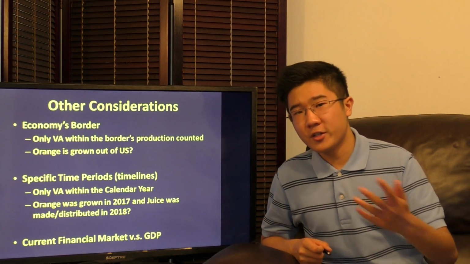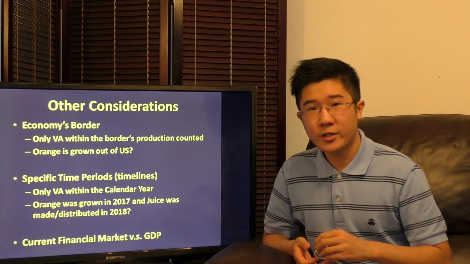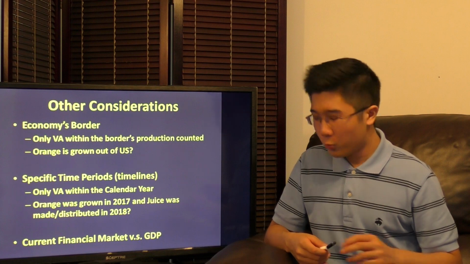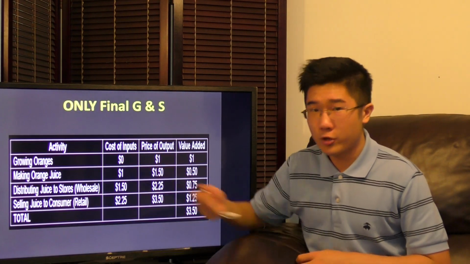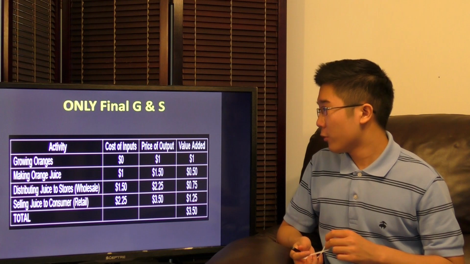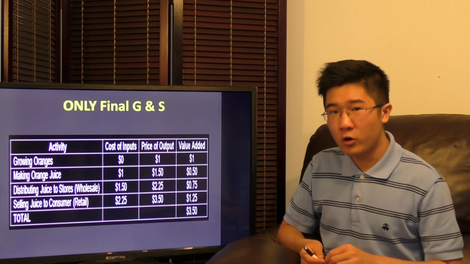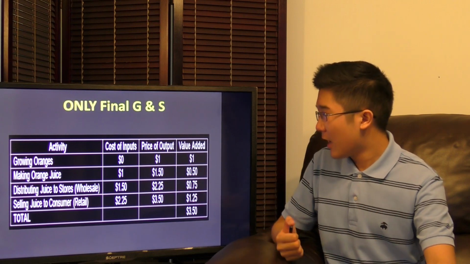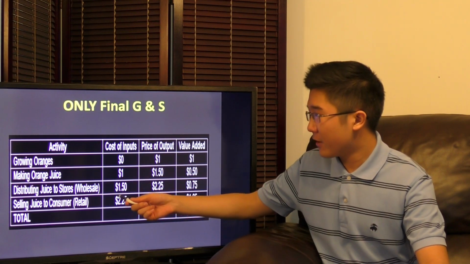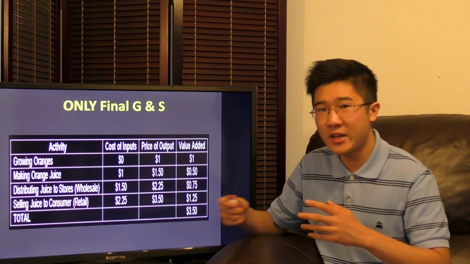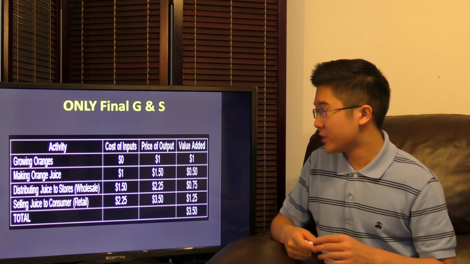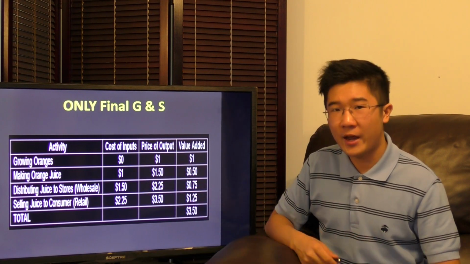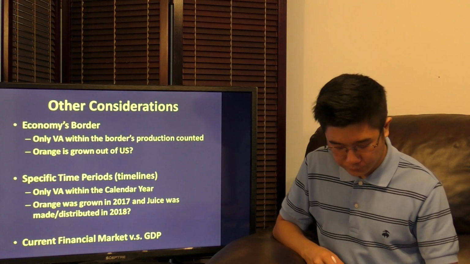And of course, there are different things to consider. For instance, GDP is domestic. It's only within your country's borders. So what if the orange was grown outside the US? What if the orange was, say, grown in Mexico? In that case, the value added of growing that orange of $1 is a GDP of Mexico only, because it was grown in Mexico. It's domestically produced. However, the value added from the rest of these steps counts toward the GDP of the US, if they happen in the US. So we need to remember that we look at everything that's domestically produced and only look at the value added values that are domestically produced.